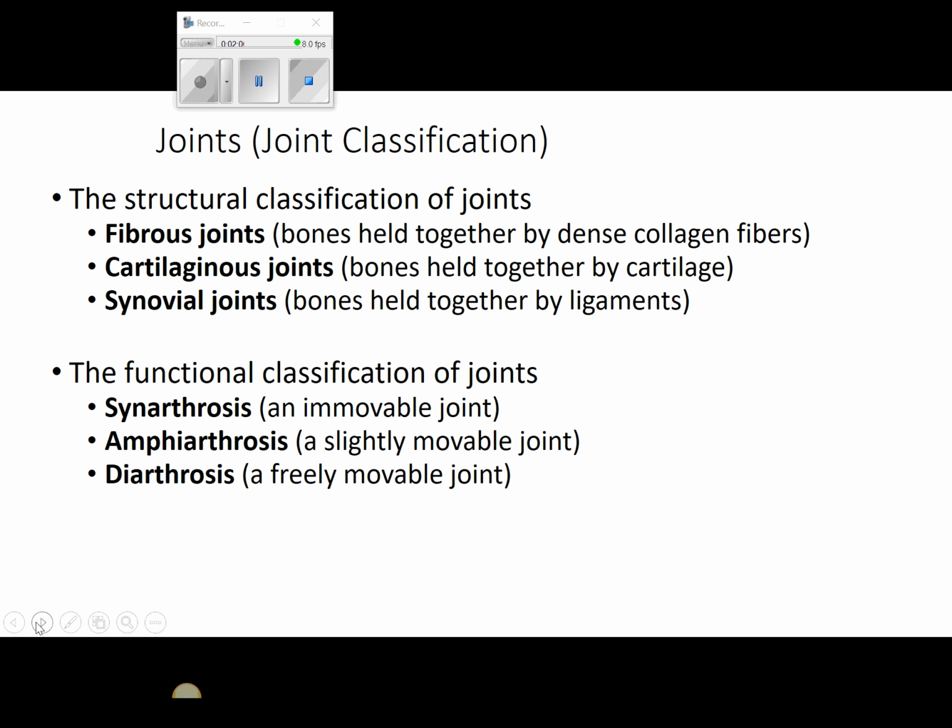The functional classification of joints: the first one is synarthrosis, that is an immovable joint. Amphiarthrosis is a slightly movable joint. On this one, the bones are connected by collagen fibers or cartilage. Diarthrosis is a freely movable joint, which is going to permit the widest range of motion. In synarthrosis, the bony edges of the bones are going to be close together and may interlock.